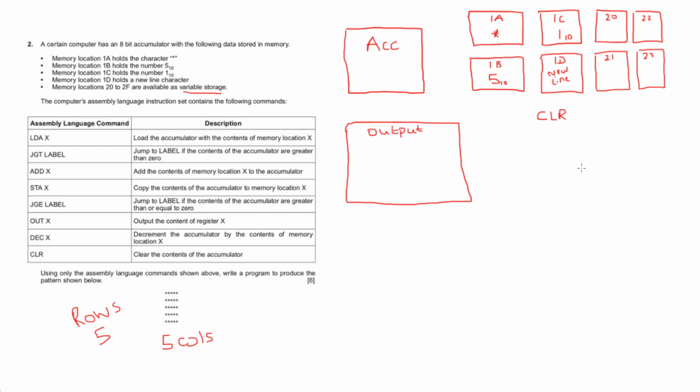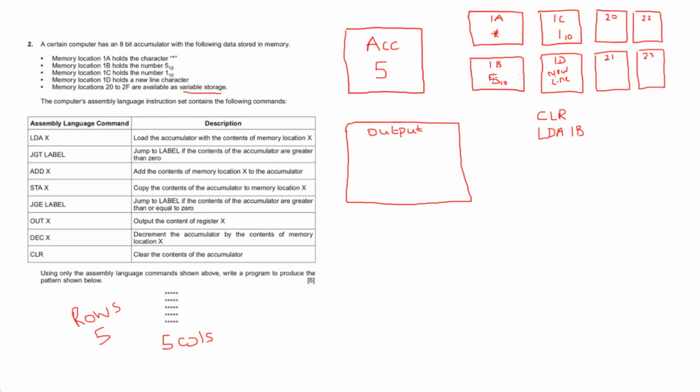So how do we write that in assembly? Well, right. First step then, I want to put, what do these do? Load the accumulator with the contents of the memory location X. Right, so I'll do this first. I'll LDA load, and I want to load 1B, right? So 1B gets loaded onto the accumulator. There we go.